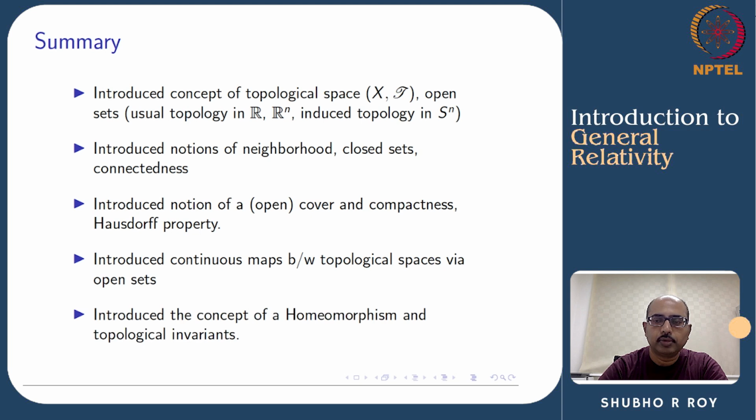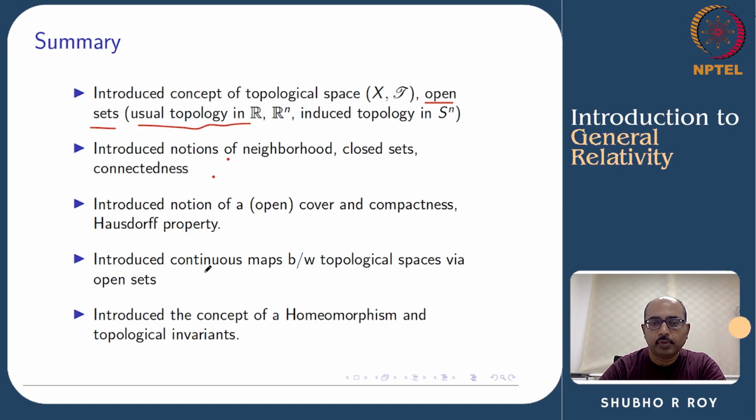And here's just a simple summary slide. What we did today, we introduced the concept of a topological space. We introduced the notion of open sets, which allowed us to define a topological space. And we gave some prominent examples which are useful, for example, the usual topology in R and R^n, and then topology on spheres. Then we introduced the notions of a neighborhood, of closed sets, and connectedness. We introduced the notion of an open cover and compactness. And the notion of a cover allowed us to define something which is compact. And we also learned about the Hausdorff property.